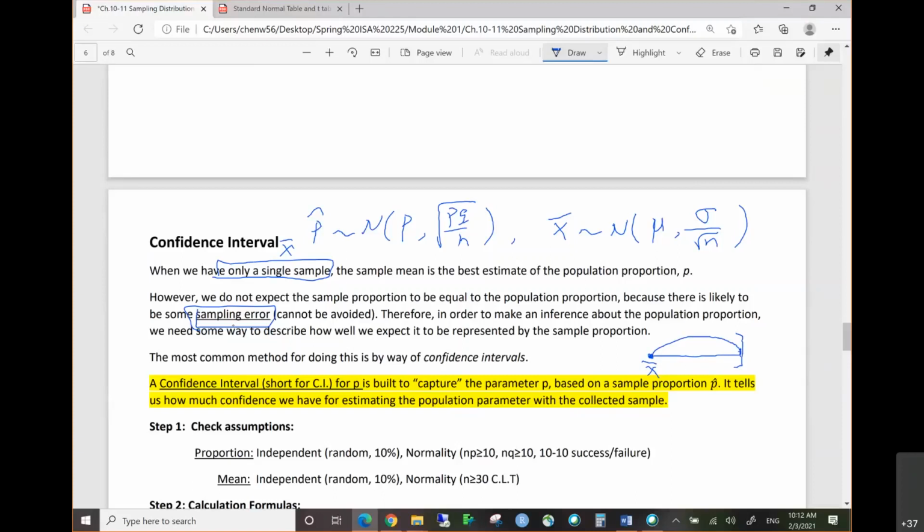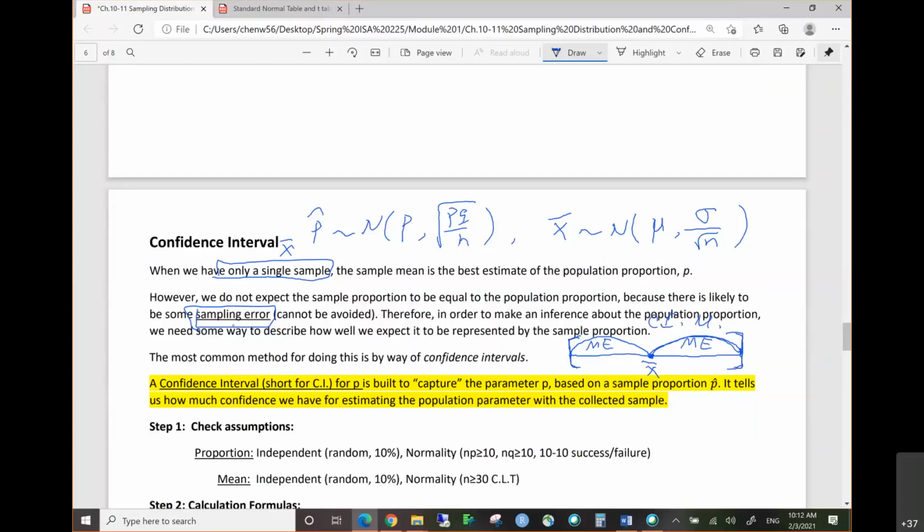And then we minus another distance to get the lower limit of the confidence of the population mean, right? So that's from the lower limit to the upper limit, we call it the confidence interval for the population mean, right? And then this distance, we just call it the margin of error. So margin of error is what?